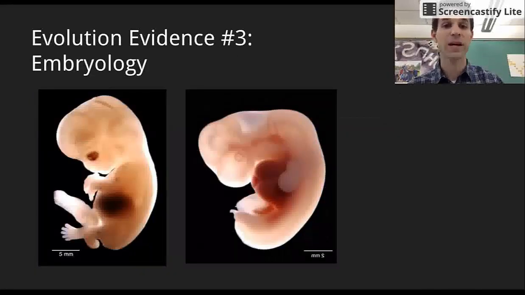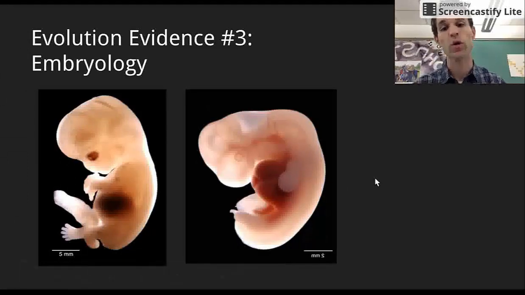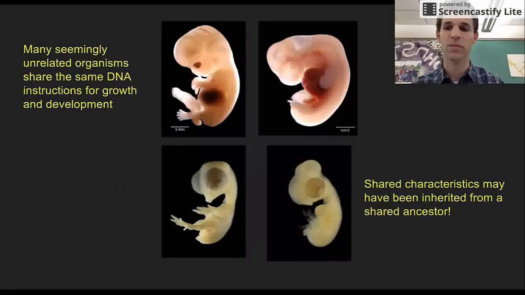Our third main evidence for evolution is embryology. Embryos are, of course, the young developing organisms. And here you see a human fetus developing. This on the right-hand side is also a human, but earlier on. The earlier on we look at an embryo, the more similar a lot of the embryos look. Let's look at some more examples of that.